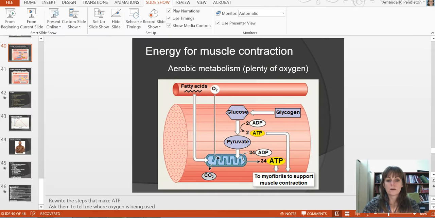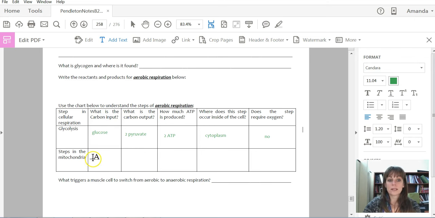If you're following along with our notes, our carbon input, that 2 pyruvate that we produced up here, we just take those two and send them to the mitochondria, and in the process we produce carbon dioxide. Through that, we're going to produce about 34 ATP, and this happens in the mitochondria. And yes, it does require oxygen. So this here only happens if oxygen is present.